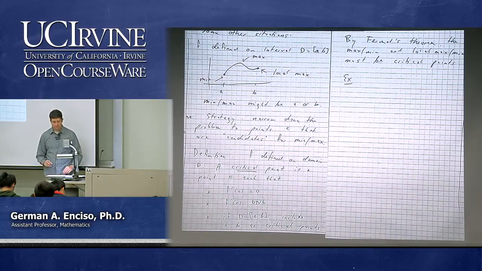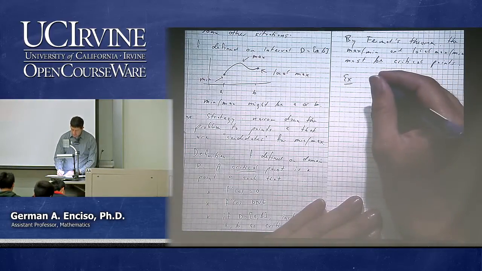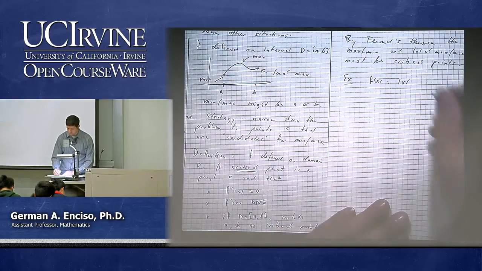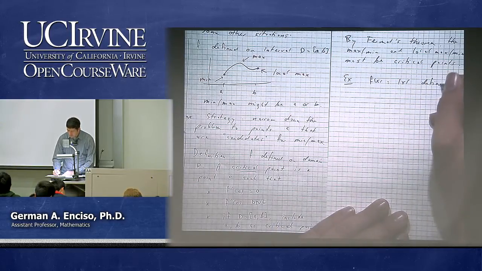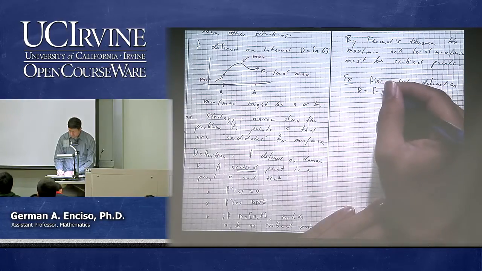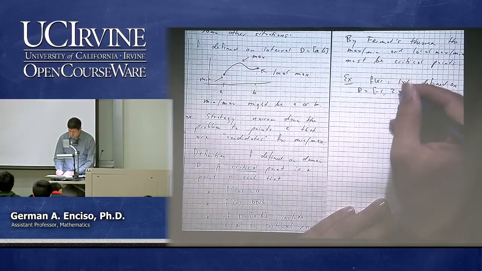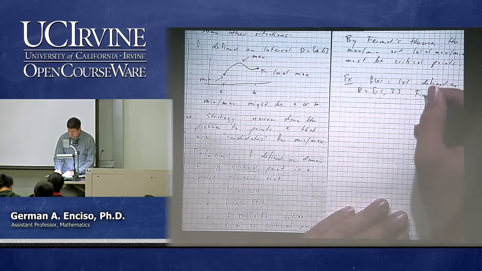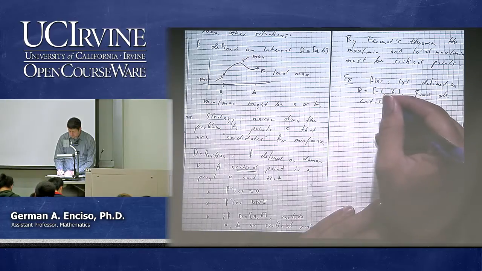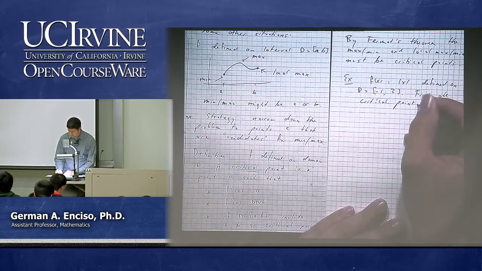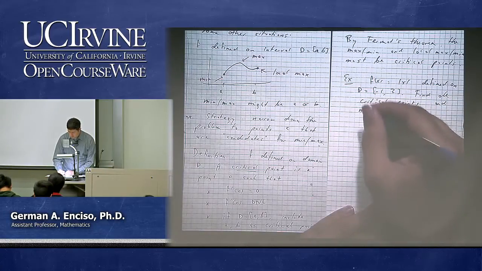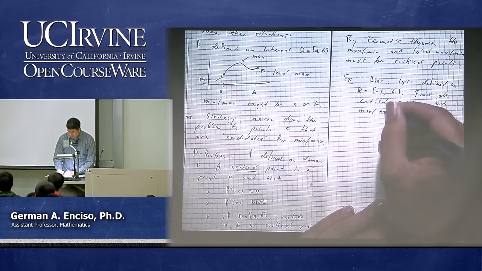Let me give you an example. f of x equals absolute value of x, defined on D equals from -1 to 2. Find all critical points and find the max and min.